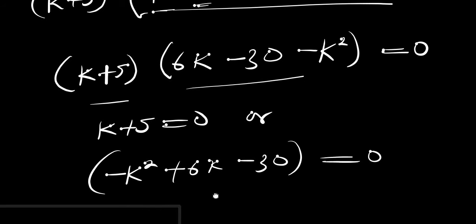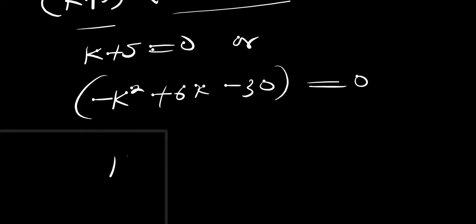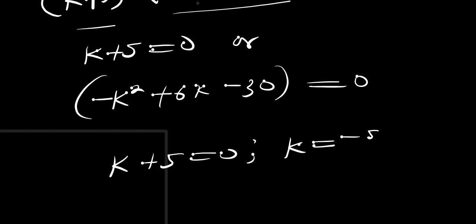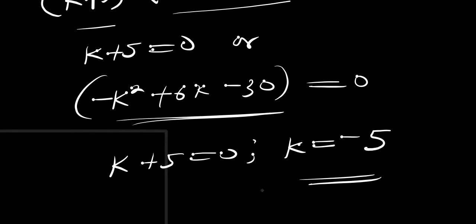So let's solve this individually. To solve the first one, we have k plus 5 equals 0. That means k equals negative 5. This is a real solution. Now let's solve this quadratic equation.